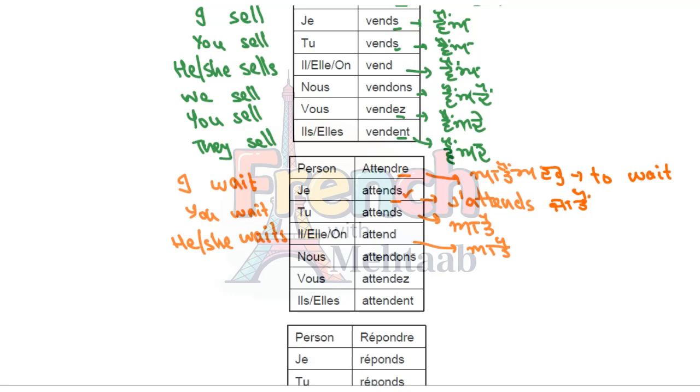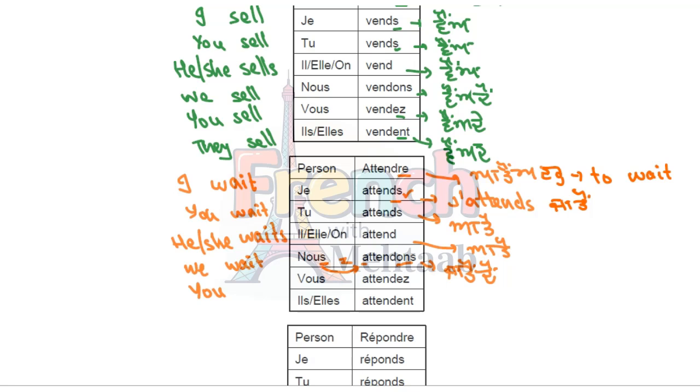He waits, il attend. She waits, elle attend. Now, if you want to say that we wait, then we would say nous, and here it's S and A together, so it is pronounced as Z, okay? So instead of RE, we are using ONS here. It would become nous attendons. We wait is nous attendons.